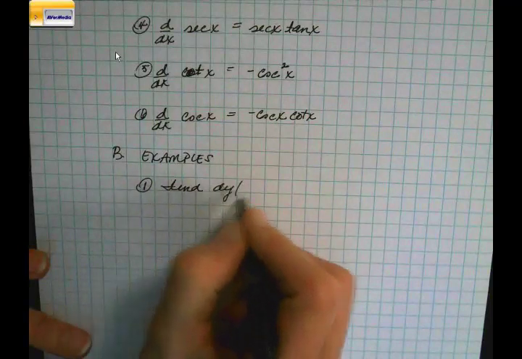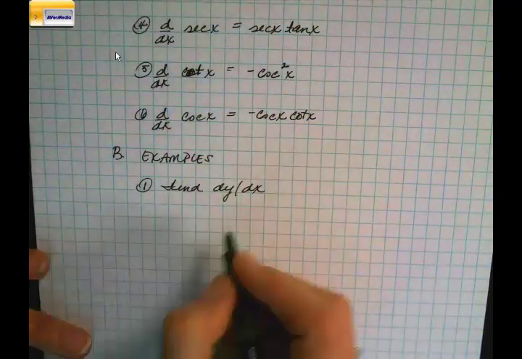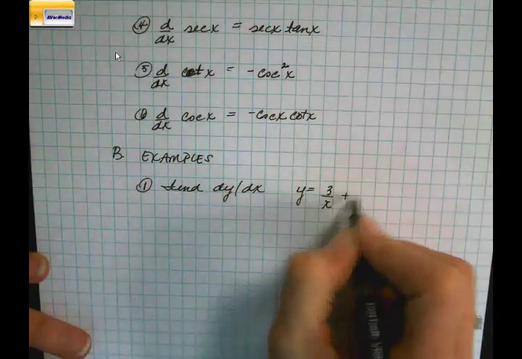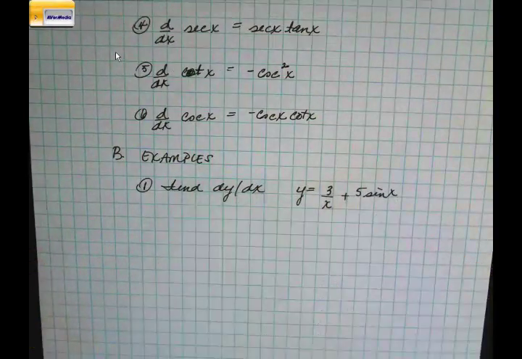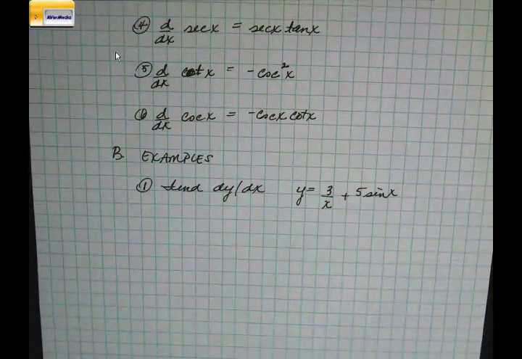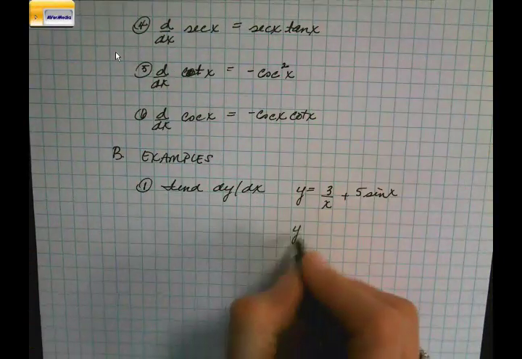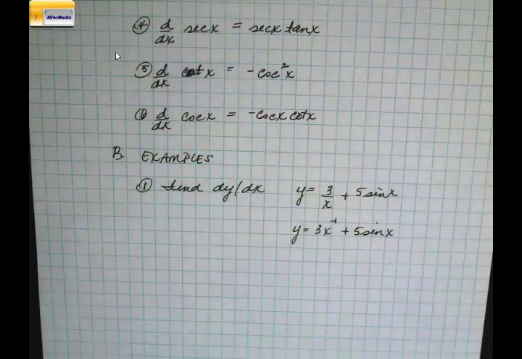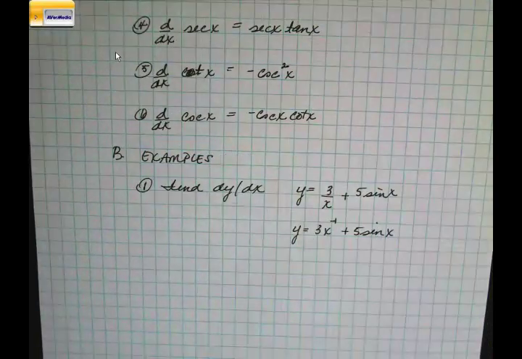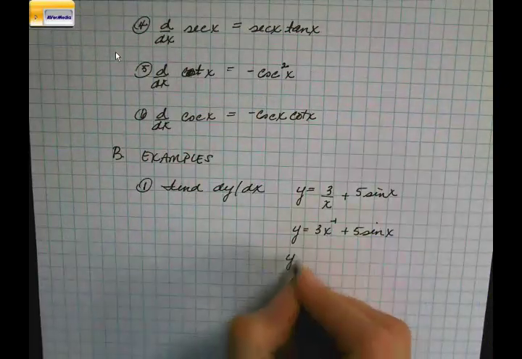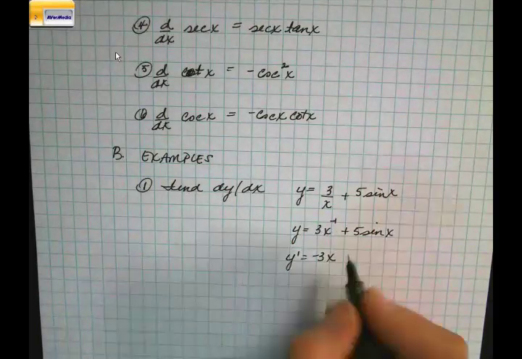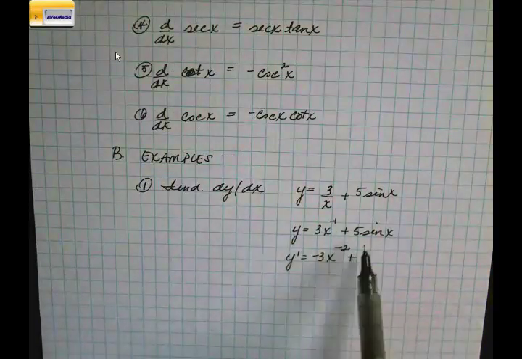So the question will say, find dy/dx, which is the same thing as finding y prime. And then your function is y equals 3 over x plus 5 sine of x. And so you're going to start seeing the trig functions in these equations where they're asking you to take the derivative. So to take the derivative, I would immediately rewrite that as 3x to the negative 1 power, which would make it a lot easier to use the power rule derivative. And so your first derivative would be negative 1 times 3, which is negative 3, x to the exponent of negative 1 minus 1, which is negative 2.